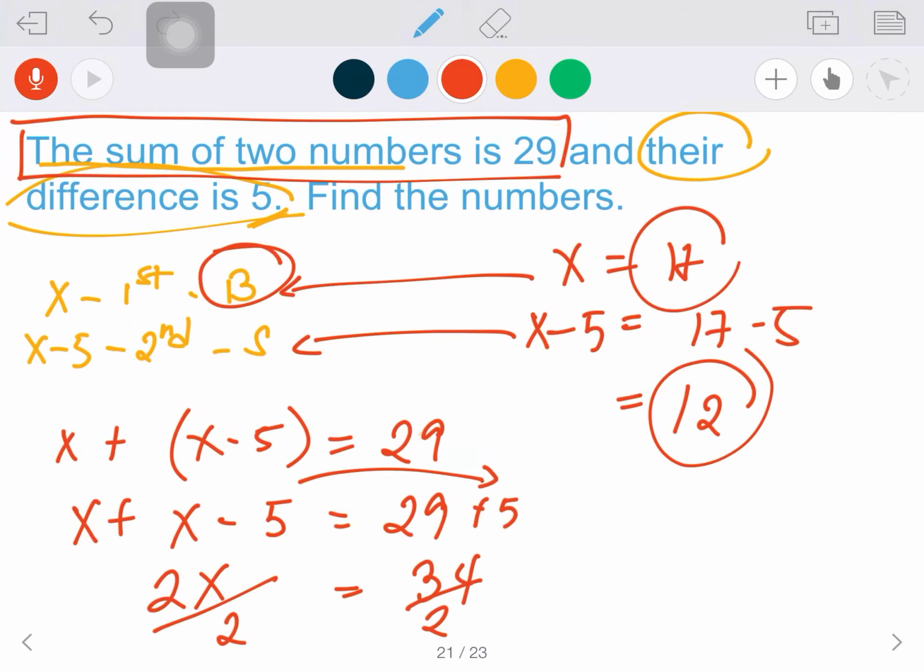All right. Now, let's try to check. I left this as your assignment. Now, check if your assignment is correct. Let's go over the statements again. Sum of two numbers is 29. 17 plus 12 is 29. That's correct. Their difference is 5. 17 minus 12 is 5. All right, so there you go.